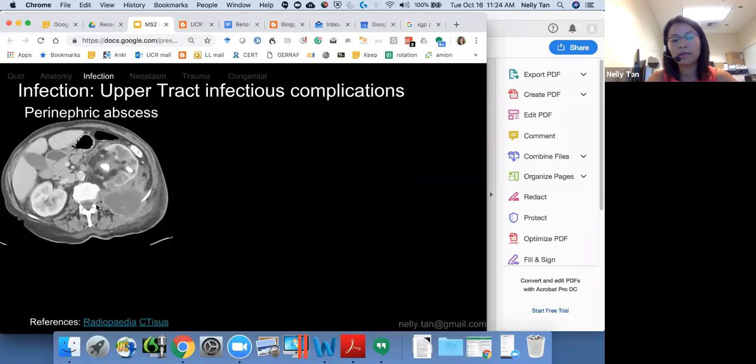Is this the normal location of the kidney? If not, why is it causing this appearance? Any thoughts? So here's the normal right kidney, which is in the retroperitoneum. Yeah, exactly. So, Nikhil and JJ, there is this hypoattenuating fluid collection. It has a thick rim, and it's causing mass effect and displacing the left kidney anteriorly.